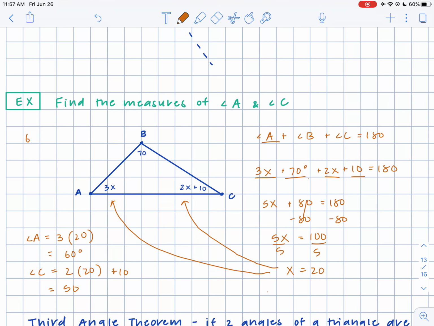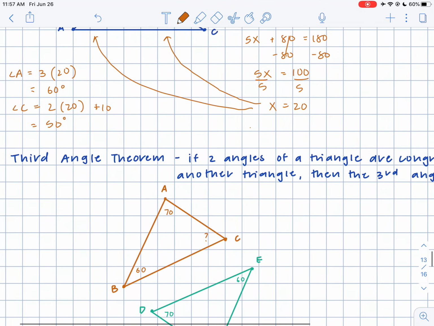Well, we know angle A is 60. I'll write it over here. Angle A is 60. Angle B is 70. Angle C is 50. 70 plus 50 is 120. 120 plus 60 is 180. So yes, we solved for it correctly. So that is a way to check your answer if you're unsure. So the measures of angle A and angle C are 60 degrees and 50 degrees respectively.